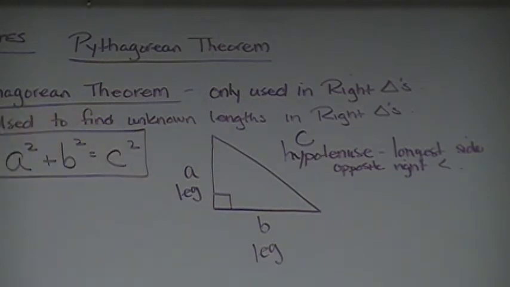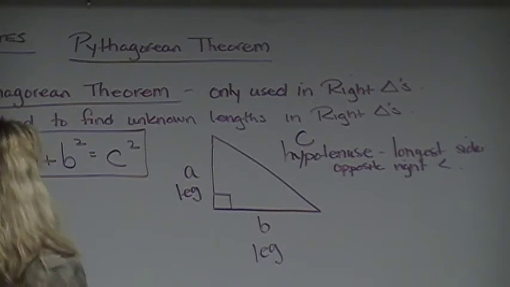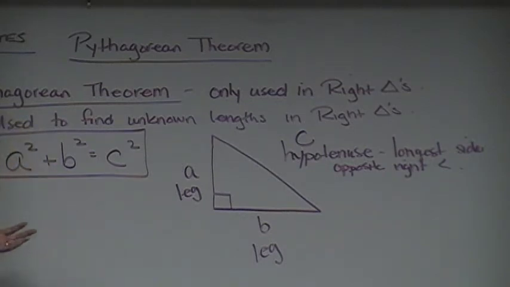Okay? All right, so those are the parts of the right triangle, and that's what we use. We use a squared plus b squared equals c squared, and we use this to find the lengths of any unknown sides of the right triangle. Now that we have all that underlying information, let's go ahead and start an example. Example 1.